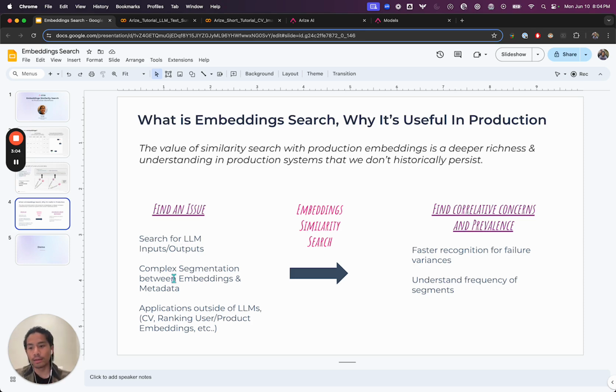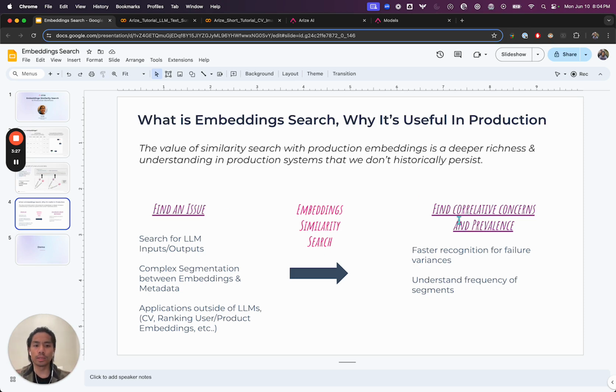We can also add additional complexity on top of that. So not only understanding where things are similar, but where things are similar under certain conditions. We can add those conditions with other pieces of data. And again, these things are useful not only in large language models, but also in computer vision, ranking, and so on. Basically anywhere you have embeddings.